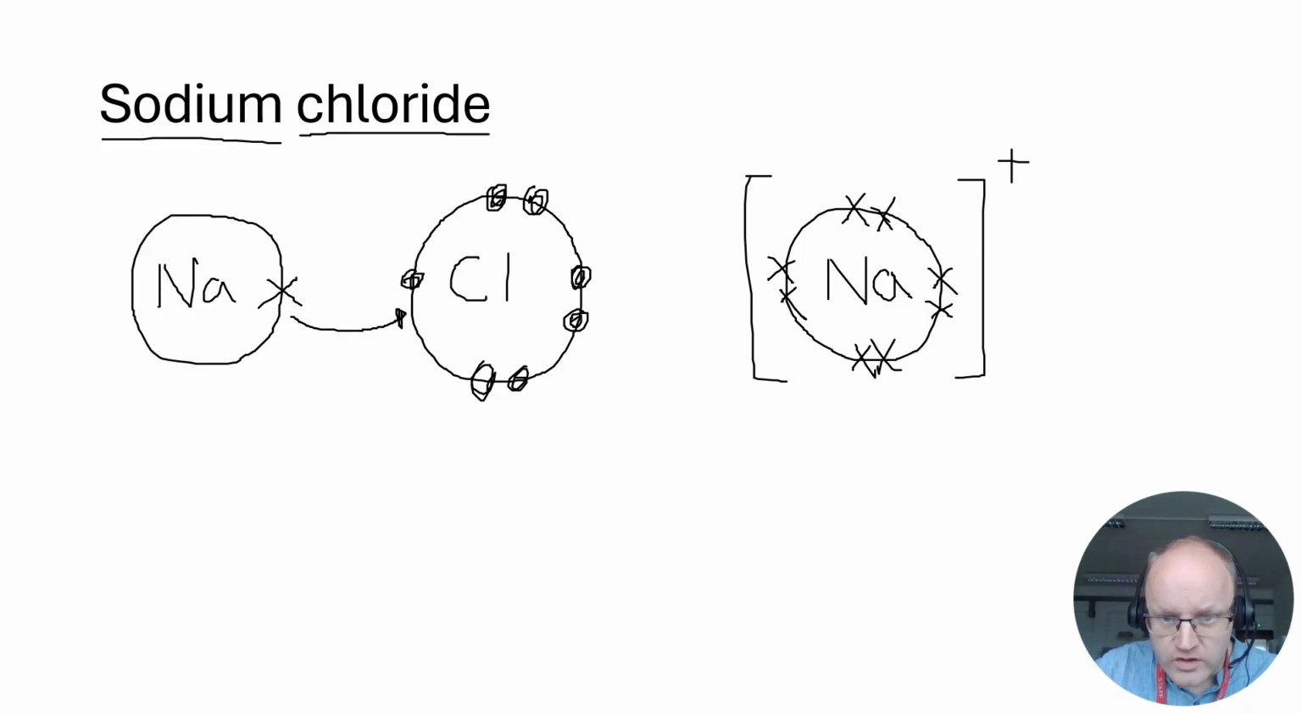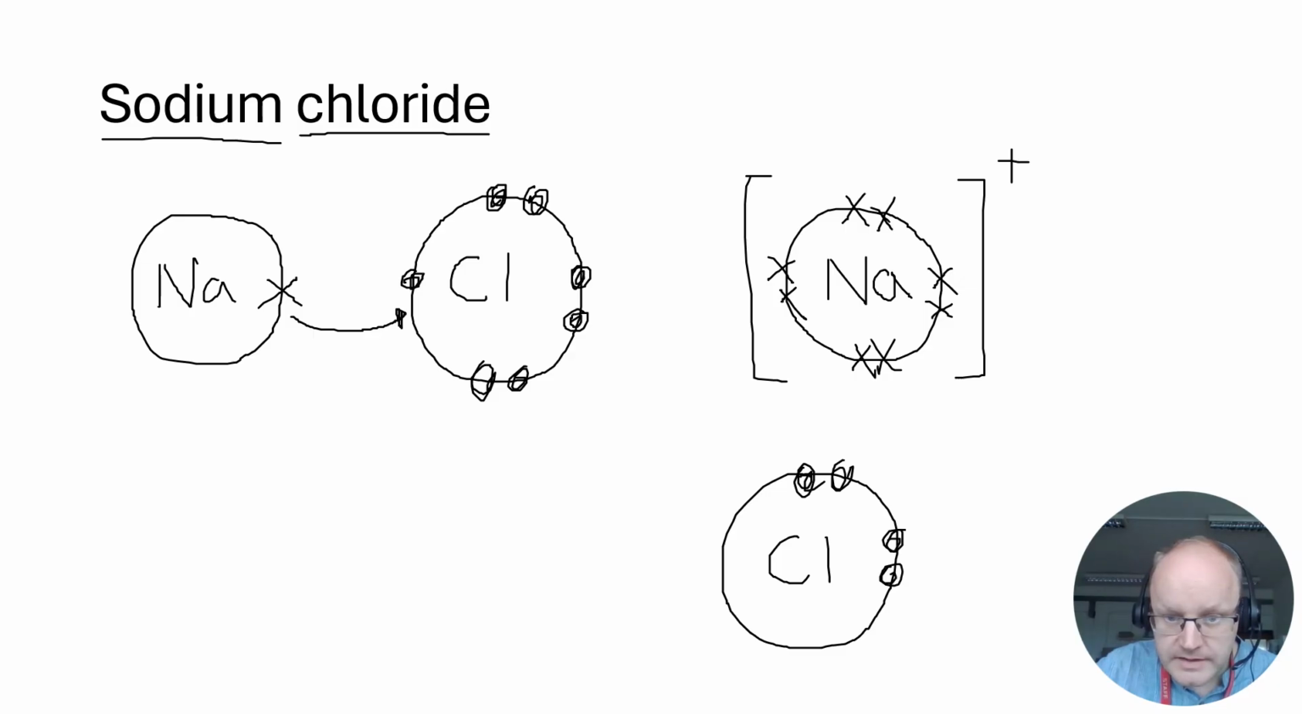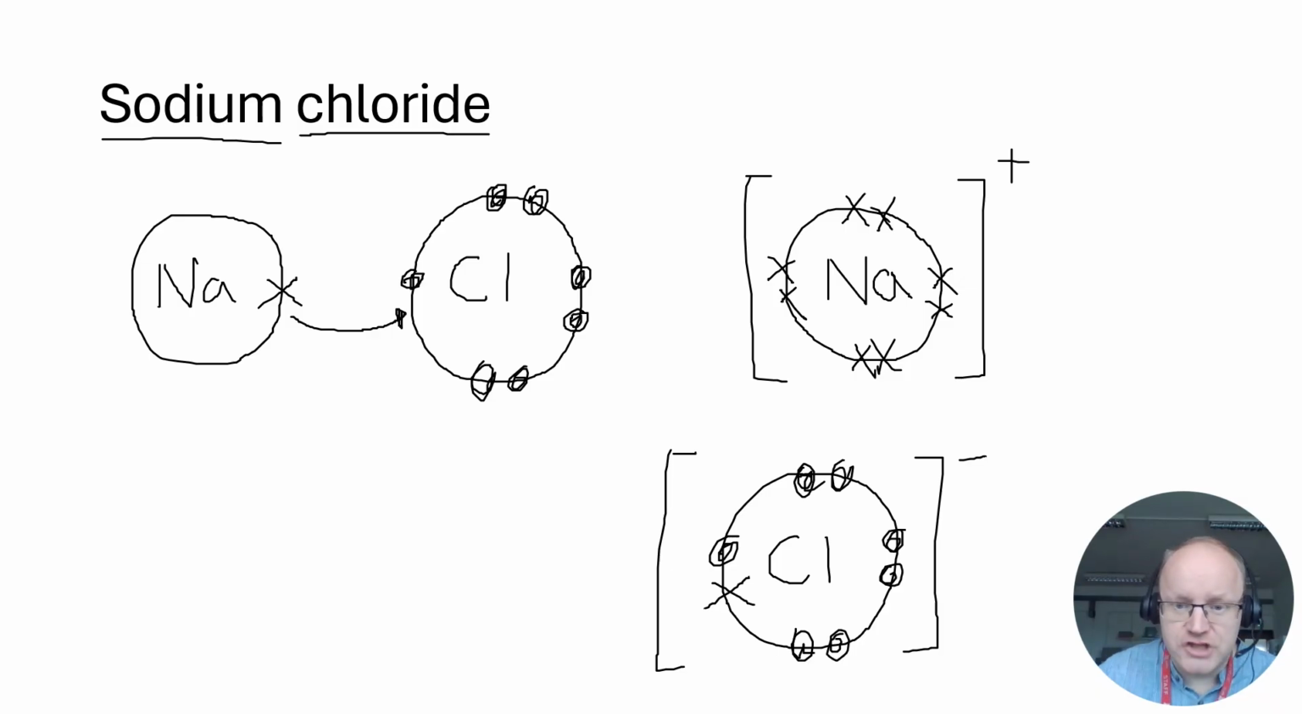And then we go to the chlorine, draw the circle again. You've got the 7 that were there already. And then we've gained 1 electron from the sodium. Now notice I've drawn a cross for that to show that it's come from the sodium. Put that in square brackets. And it's gained a negative charge because we've gained 1 electron.